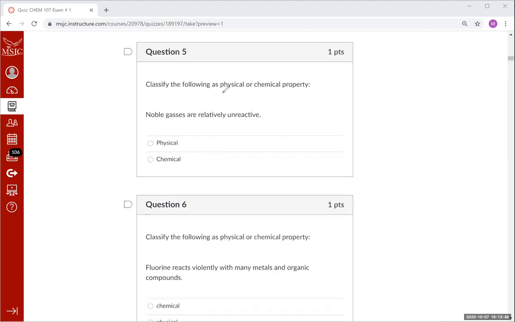Perfect, perfect. So let's look at this next example. In this case, we're asked to classify this property as a physical or chemical property, where it says noble gases are relatively unreactive. So reactivity, what does that word reactivity signal? Is that chemical or physical? When we talk about reactions. Chemical. Chemical, exactly right. Anything that concerns reactivity and chemical reactions is a chemical property. Does that make sense to everyone?